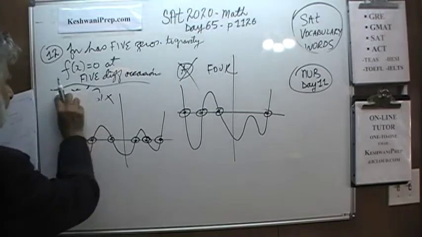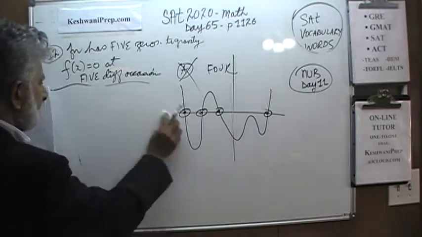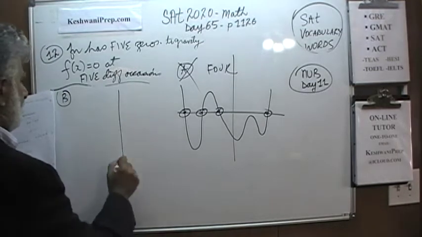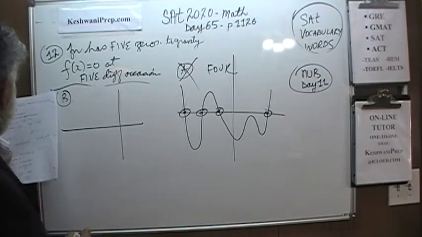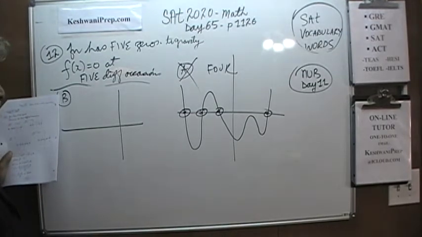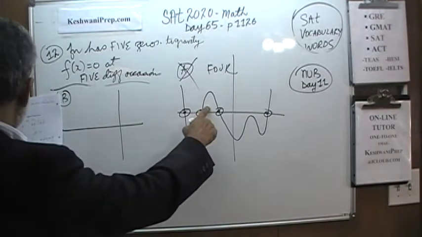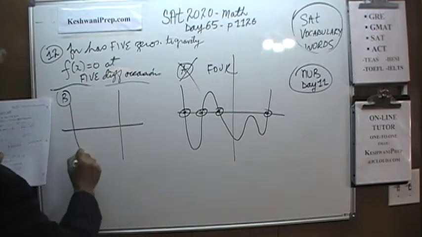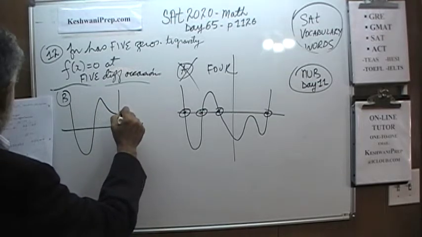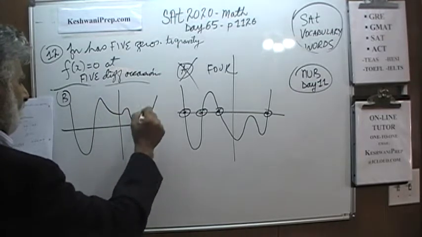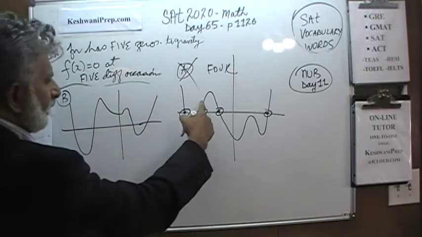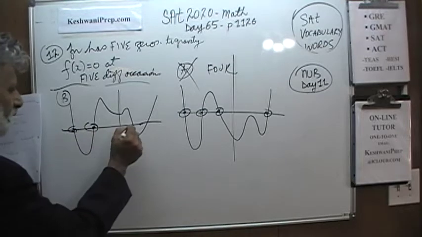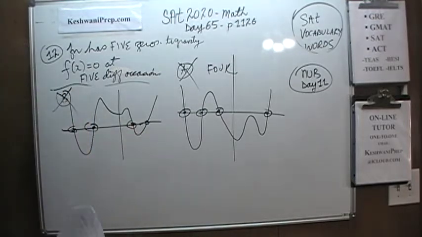Let's look at B. In B, we have the exact same situation as here, except the difference is this guy does not, we'll see. Yes. This guy, the second loop that you see there, it crosses 4 times. 1, 2, 3, 4, that's not it. The answer is D.